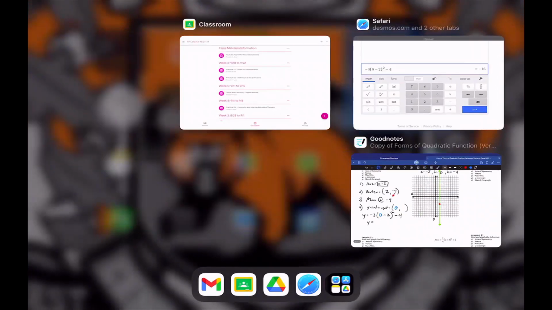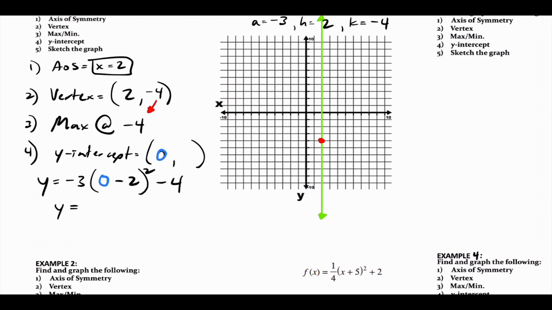Let's go back to here. -16. Problem is I don't have -16 on my graph. If I go down -16, I go too far, right? So I'm going to have to kind of guesstimate. So let's see, -1, -2, -3, -4, -5, -6, -7, -8, -9, -10, -11, 12, 13, 14, 15. So somewhere like around there.